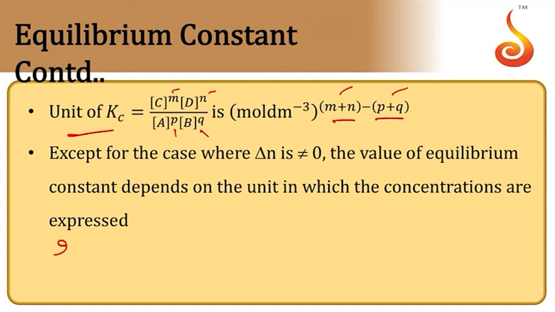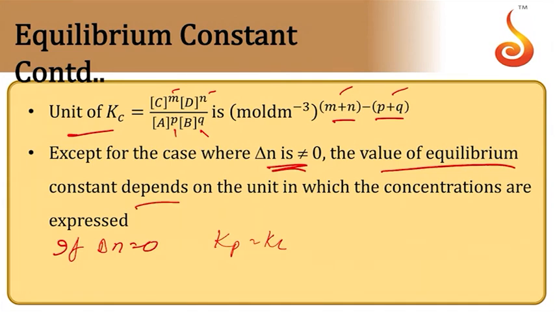Now if delta n is equal to 0, then the Kp value becomes equal to Kc. Numerically both the values are the same. Suppose delta n is not equal to 0, then the value of the equilibrium constants will depend on the units in which the concentrations are expressed. So if delta n is equal to 0, Kp and Kc have the same numerical values.